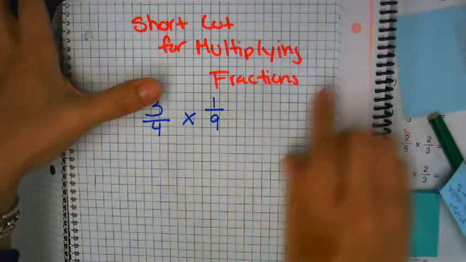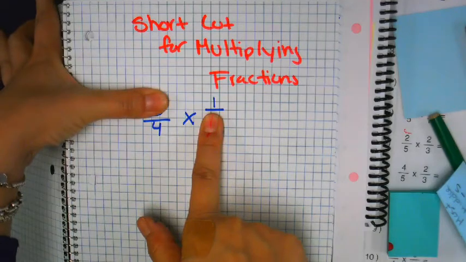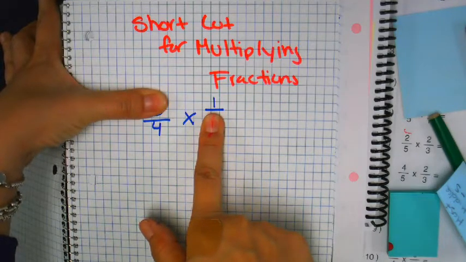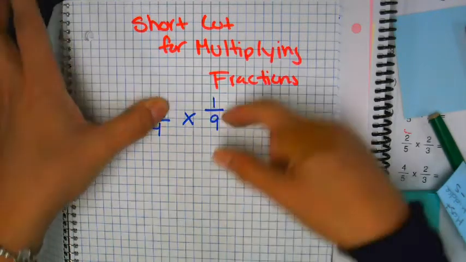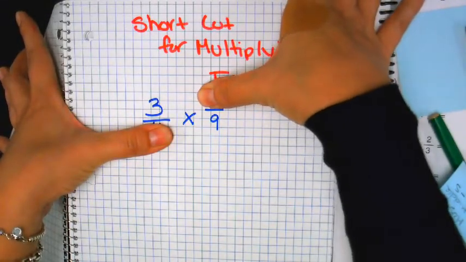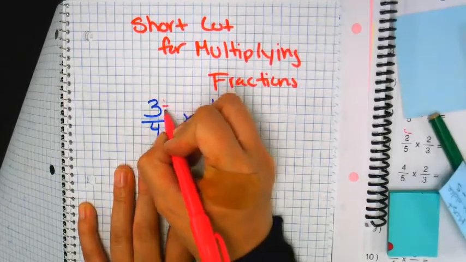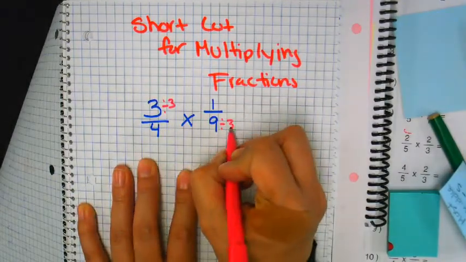Okay, you cover up the opposite corners. 4 and 1. Is there anything I can divide 4 and 1 by? No. Check the other corners. 3 and 9. What can I simplify 3 and 9 by? 3. So we're going to simplify before multiplying.